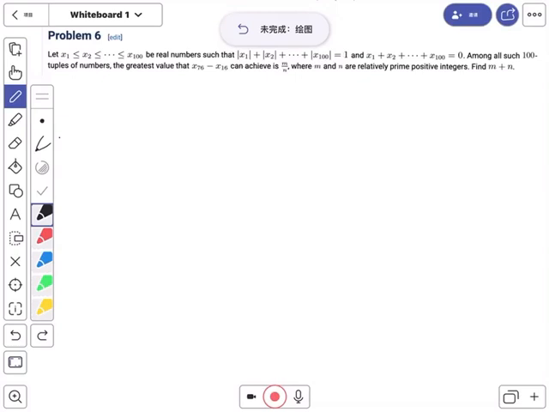So first, x sub 1, x sub 2, and so on up to x sub 100 are sorted. Well, kind of like sorted, right? And we have the absolute value sum equal to 1, and the sum is equal to 0. And among all such 100 tuples of numbers, the greatest value that x sub 76 minus x sub 16 can achieve is m over n, where m and n are relatively prime positive integers. Find m plus n.